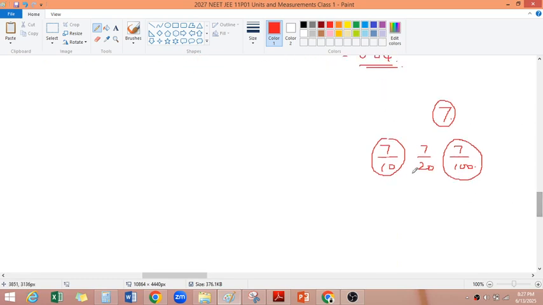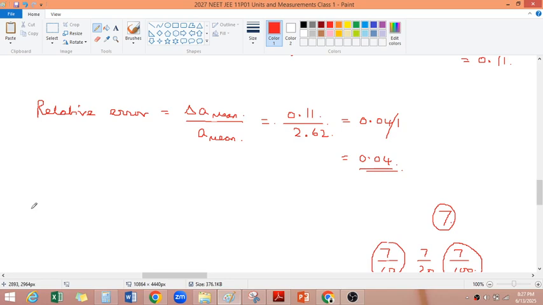And if you tell me the marks is out of 10, that means it will be 7 out of 10. Then I will ask you what is the percentage. If I ask you what is the percentage, you will multiply by 100. Then you will say it is 70%. So relative error multiplied by 100 will give me the percentage error. So relative error and percentage error are exactly the same thing. Only thing, you have to multiply by 100. So 0.04 into 100 will be 4%.